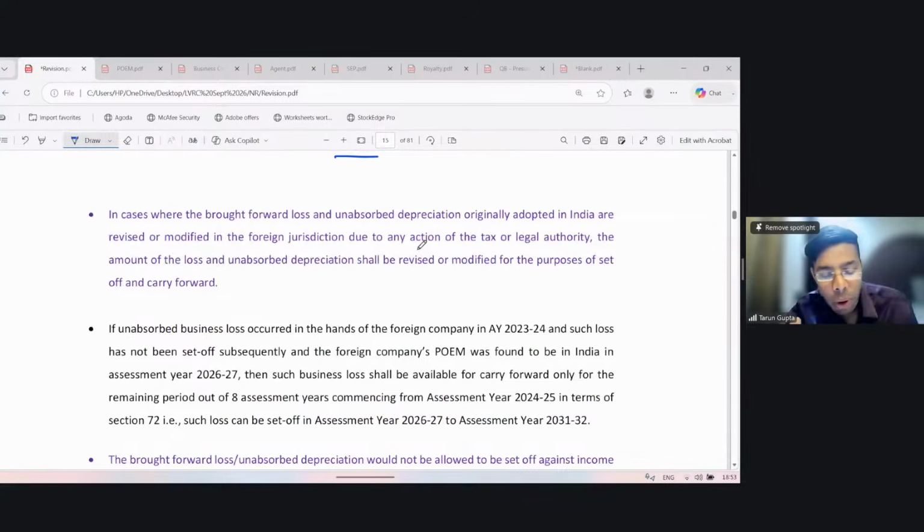It says, in case where the brought forward loss and unabsorbed depreciation originally computed in India are revised or modified in the foreign jurisdiction due to any action of the tax or legal authority there, the amount of the loss and unabsorbed depreciation shall be revised or modified accordingly in India as well. If an unabsorbed business loss occurred in the hands of the foreign company in AY 23-24, and such loss has not been set off subsequently, and the foreign company's POEM was found to be in India in the assessment year 26-27, then such business loss shall be available for carry forward only for the remaining period of 8 years commencing from AY 23-24.